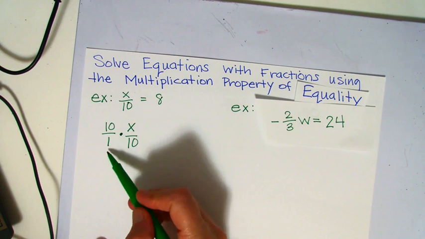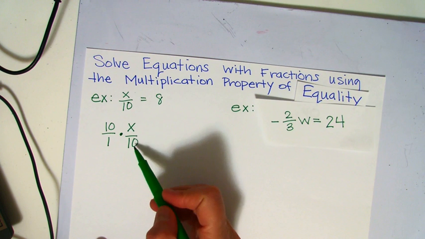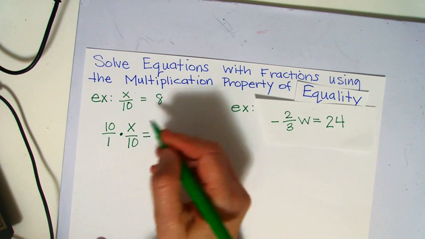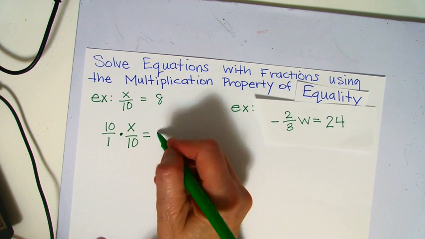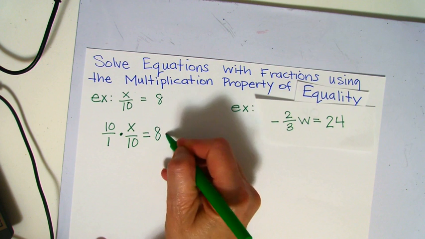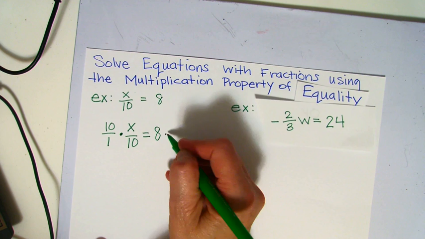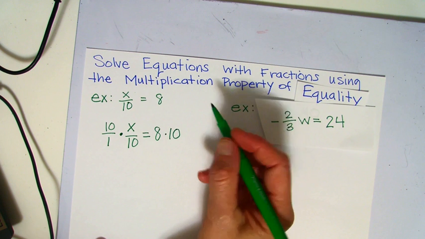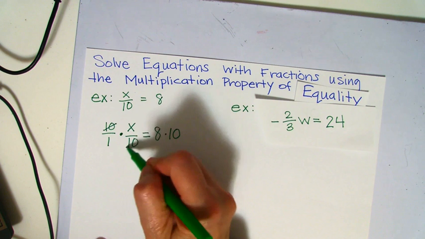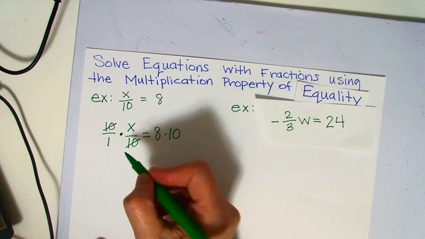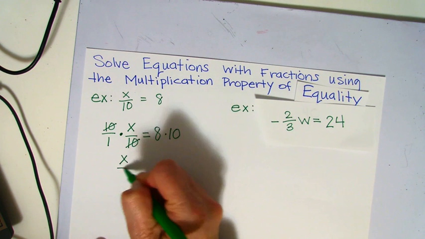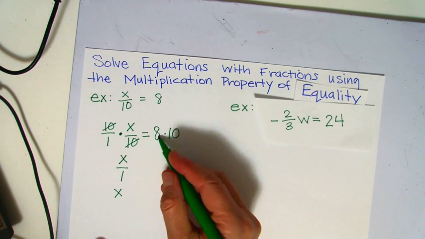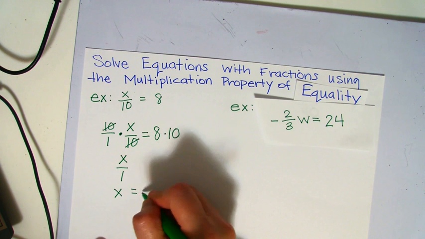10 over 1 times x over 10. And then we're going to multiply 10 to the 8. And I'm not going to write it as a fraction because 8 is not a fraction. We can then cancel these 10s, and we're left with x over 1, or just plain old x. 8 times 10 is 80.